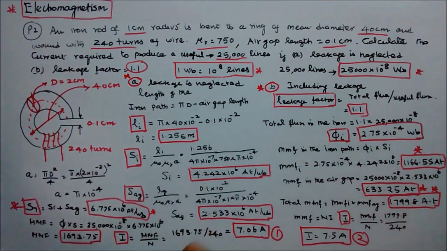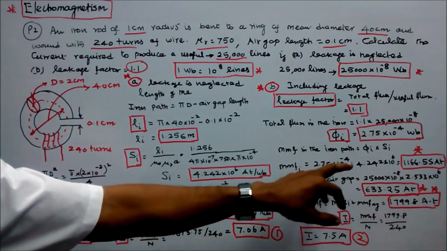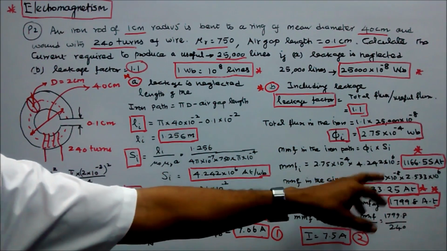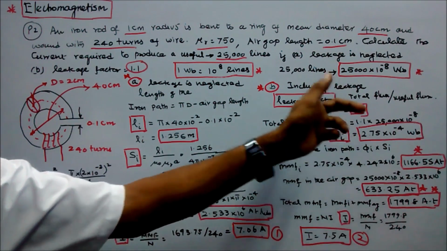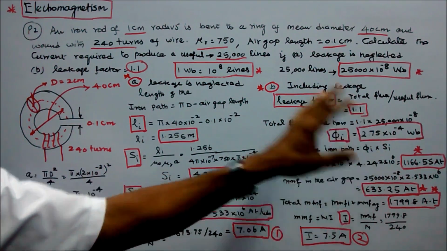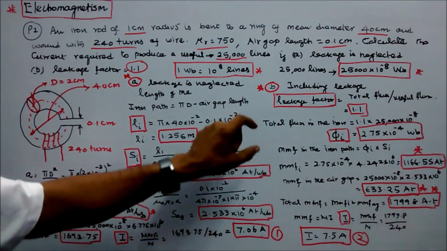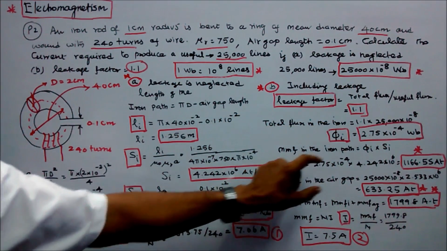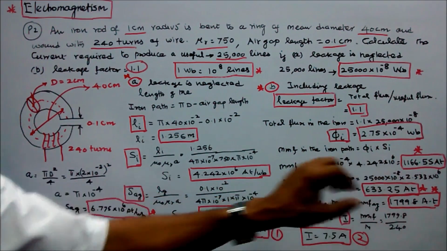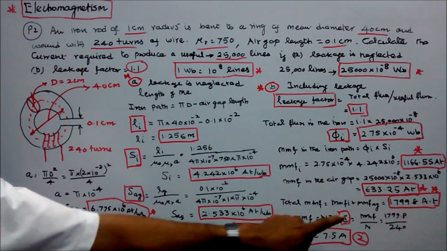1166.55 ampere turns. Similarly, MMF in the air gap is equal to 25,000 into 10 power minus 8, a useful flux, into 2.533 into 10 power 6, that is equal to 633.25 ampere turns. The total MMF is equal to MMF in the iron path plus MMF in the air gap, that is equal to 1799.8 ampere turns.